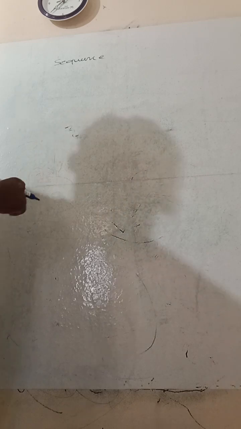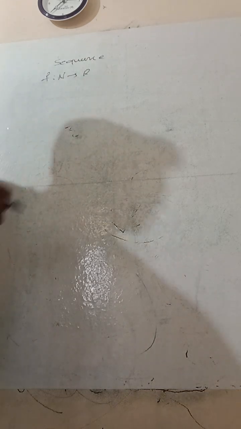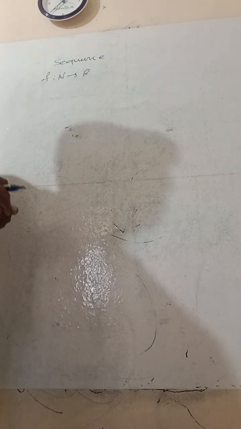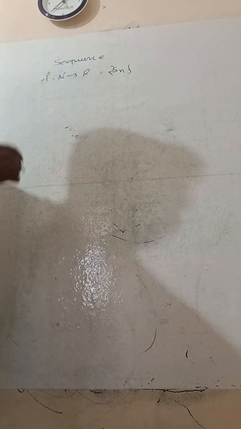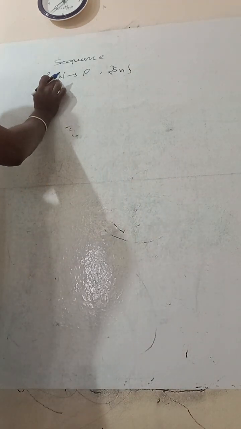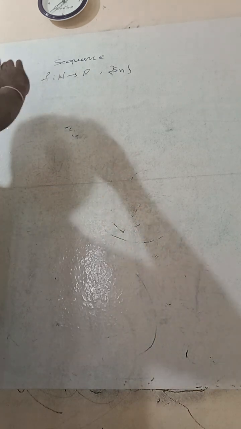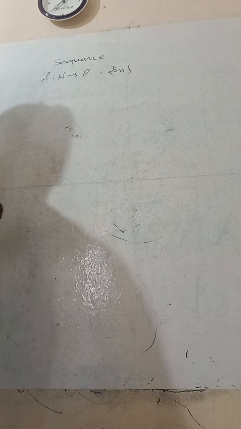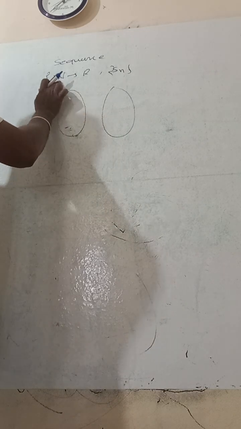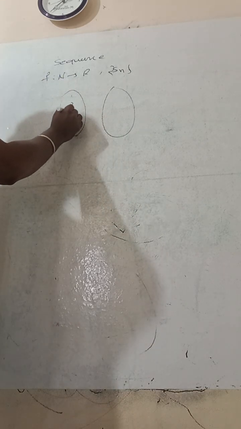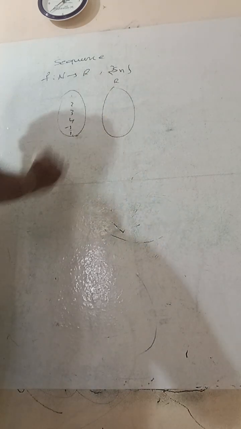So now here a function f from N to R is said to be a sequence, and it is denoted by Sn. The function is defined on the natural number set and the image goes to the real number set. Then the function is called a sequence. Suppose I am taking this as the domain. The domain is always the natural number set, 1, 2, 3, 4 and so on. Next one, this is the real number set.